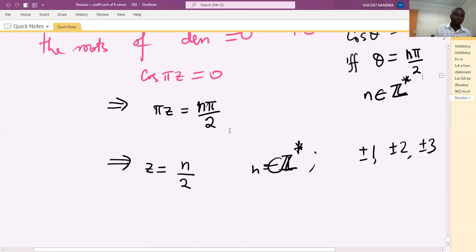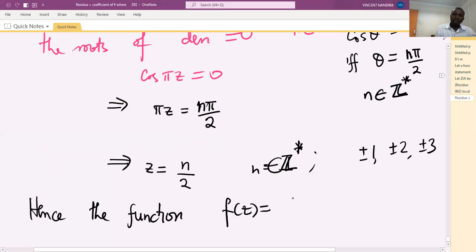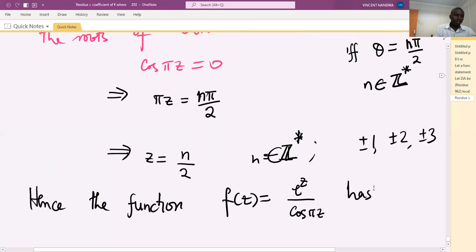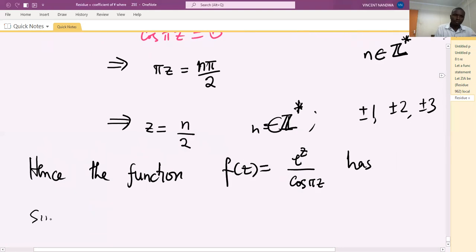So hence the function f(z) given by e raised to the power z over cosine of pi z has simple poles at, so when you put n equals plus or minus 1, you get plus or minus a half. Put 3.